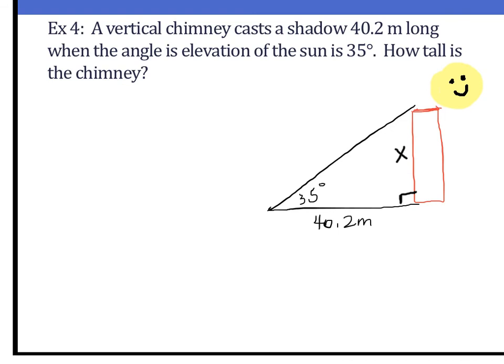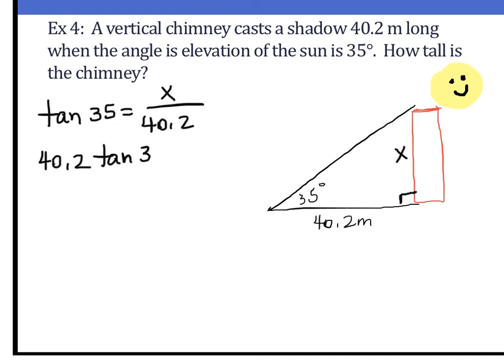Now X is opposite of 35, and the shadow is adjacent to angle 35. So it looks like a tangent problem to me, so we're going to do tangent 35 equals opposite X over adjacent 40.2. And to solve for x, we will just multiply both sides by 40.2. And you put that in your calculator all together, same time, round to 1 decimal place. So 28.1 meters is how tall my chimney is.